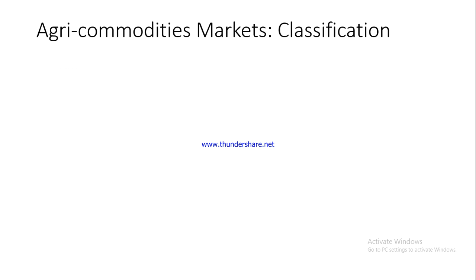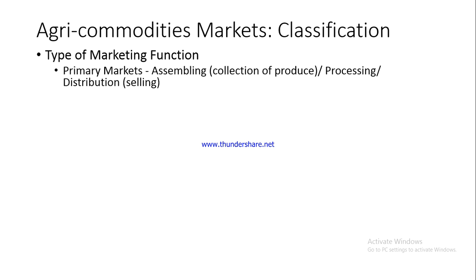Then we have got another basis of classification, which is based on the type of marketing function. Now what do we mean by marketing function? There are primary markets where only primary functions take place. So primary markets, here we are using this nomenclature to denote that only primary functions would take place here. What would these functions be? Assembling or the collection of produce.